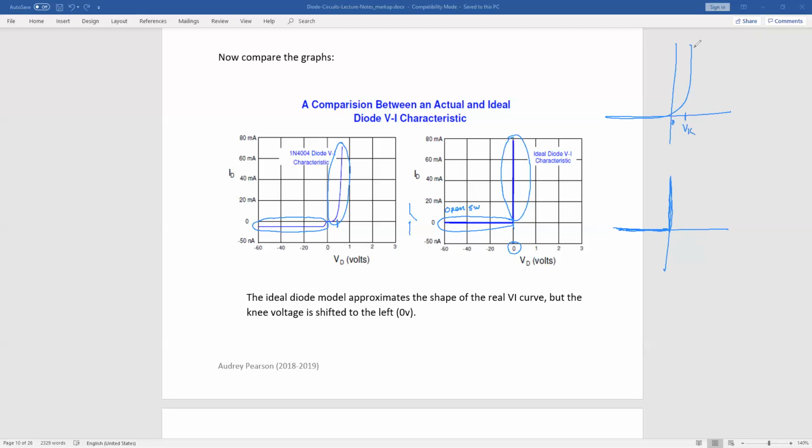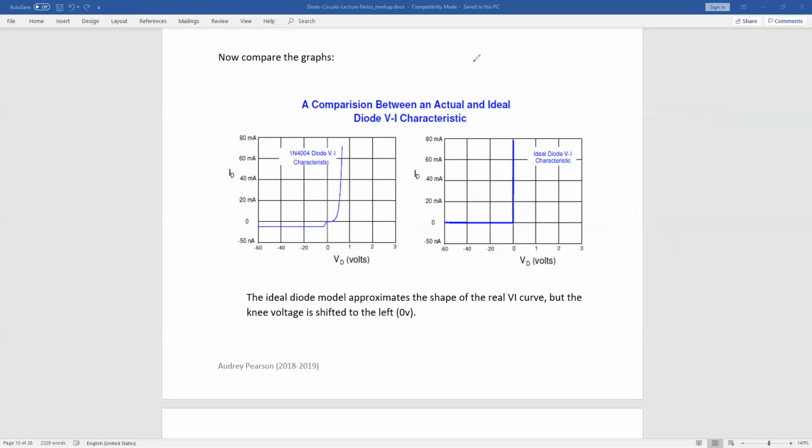So it somewhat matches the curve, just ignoring that slower bend, but it makes that turn a little bit too fast because we're allowing current to pass through at 0 volts instead of whatever the knee voltage actually is for that diode.